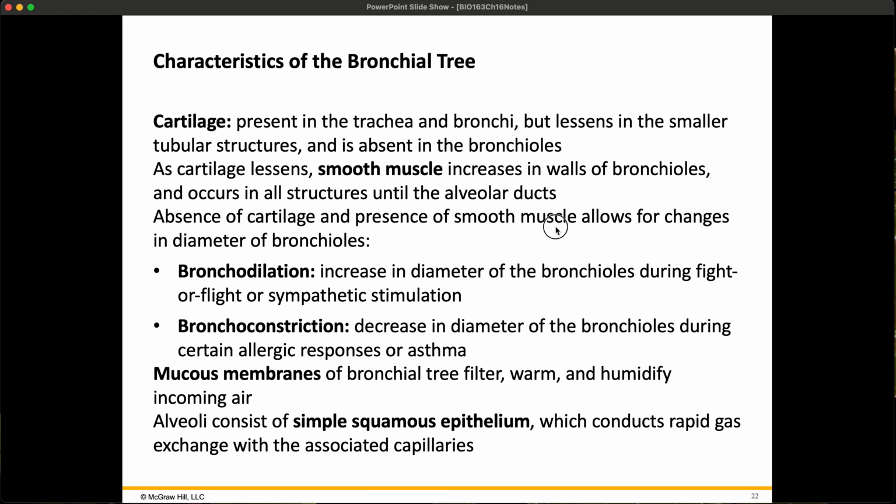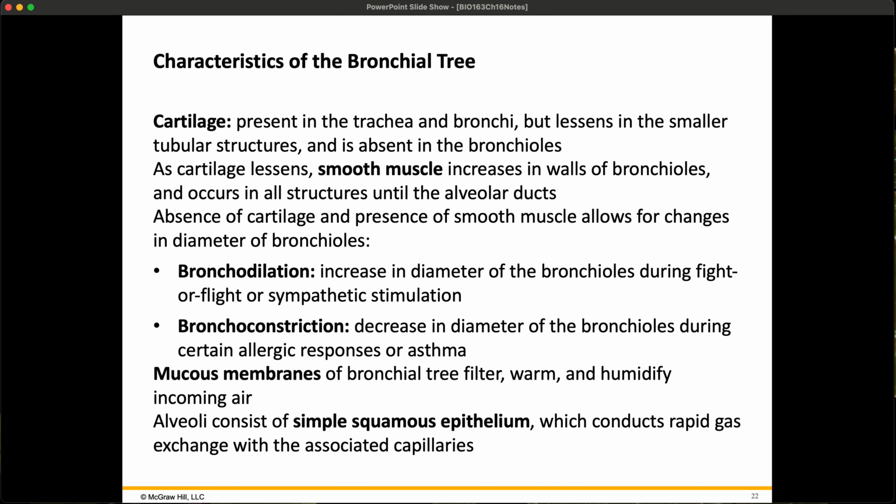That allows for the changes in diameter of bronchioles. So we do bronchodilation and bronchoconstriction. Bronchodilation is opening up the bronchioles, so they're increasing the diameter. That causes that fight or flight. So sympathetic stimulation causes you to increase your oxygen intake, so you're going to have bronchodilation to take in more air and release more carbon dioxide.